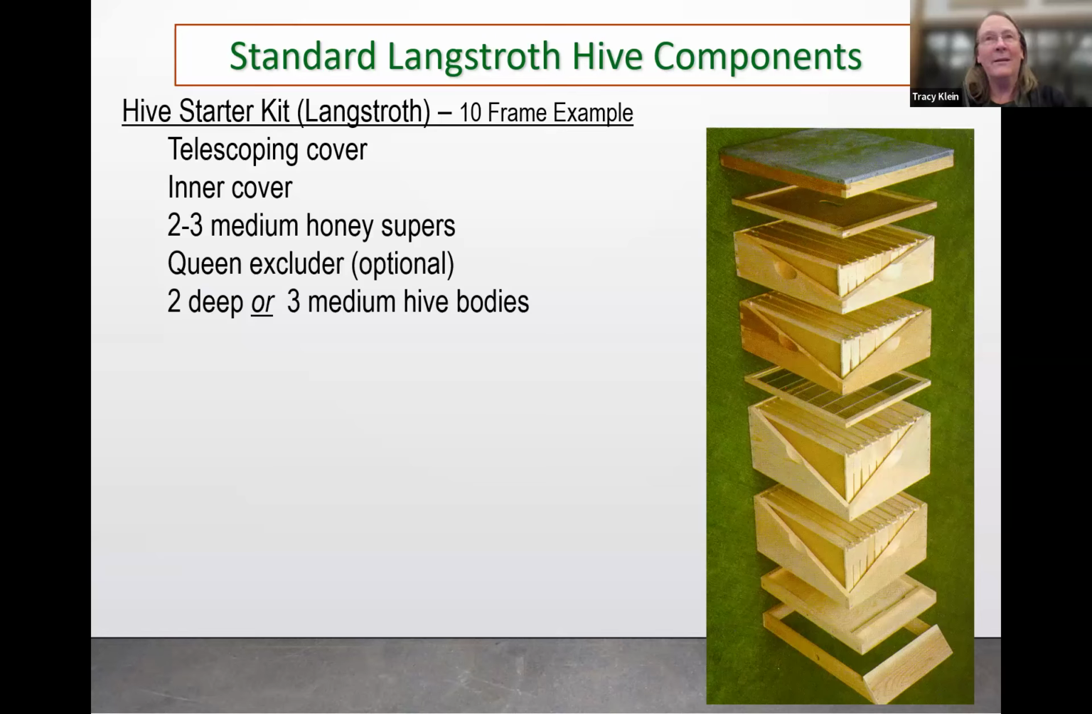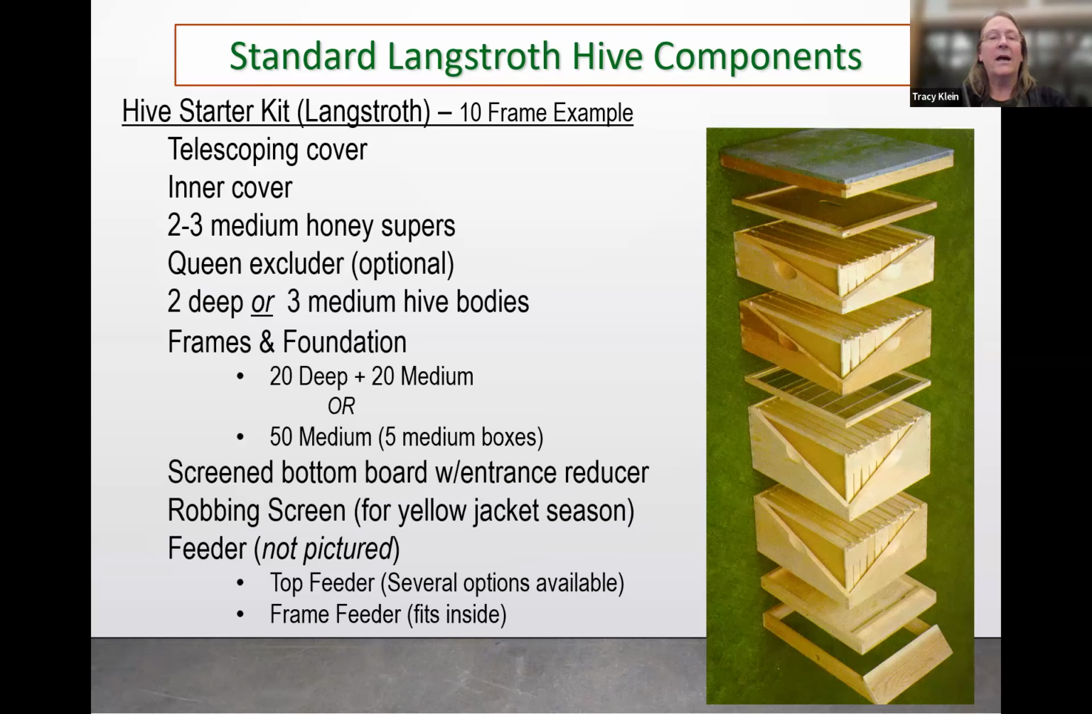Queen excluder, not recommended for the first couple of years of beekeeping. They are optional, and they come with a lot of the kits. 2 to 3 deep or medium hive bodies. That's the 2 or 3 boxes on the bottom that the queen lays eggs in. Lots of people have gone to using all mediums. That way they're all interchangeable. You don't have to worry about which size you use. The downside is you have 30 frames to manipulate instead of 20. The upside is they're a lot lighter to move around. Your choice.